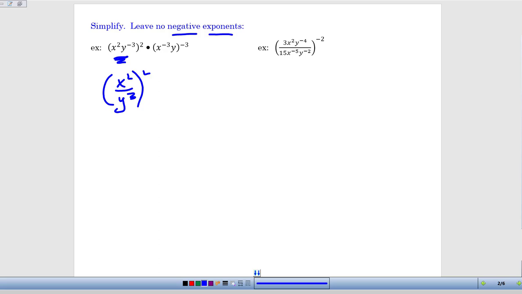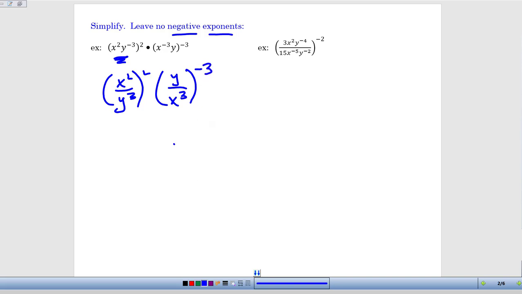So then for the second set of parentheses, I'm going to do the same thing. So I've got x to the negative third, so that's in the wrong place, so I'm going to move that x to the denominator, but then that y with no exponent, which is really a 1, hopefully we remember that, is going to just stay up in the numerator. And then we still have the negative 3 exponent on the outside.